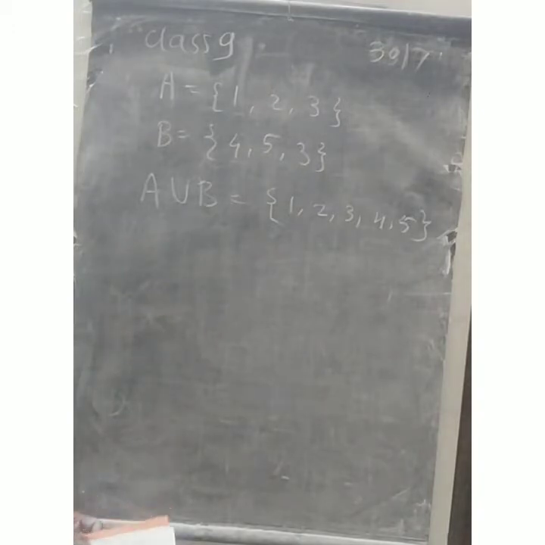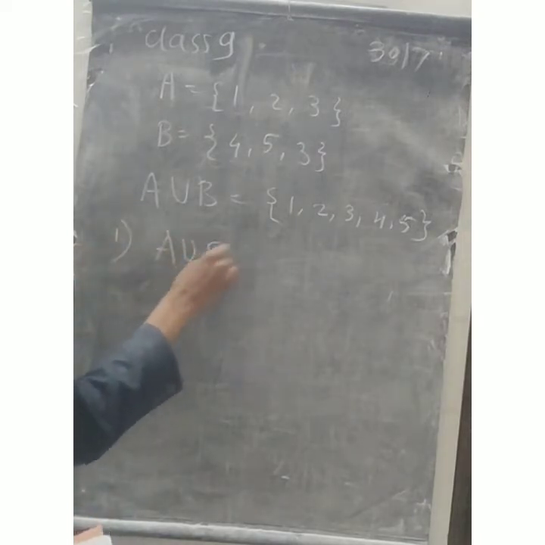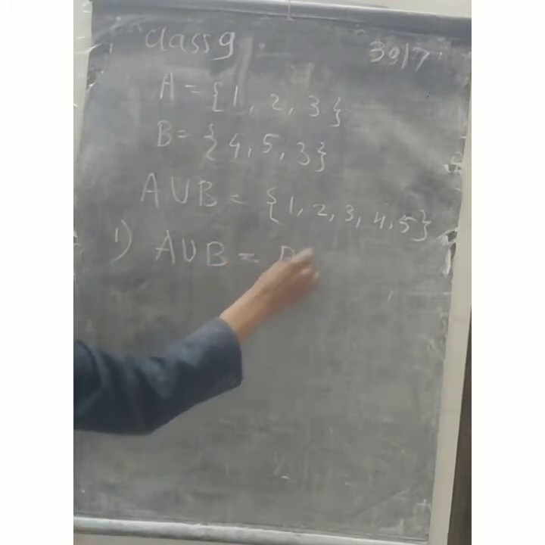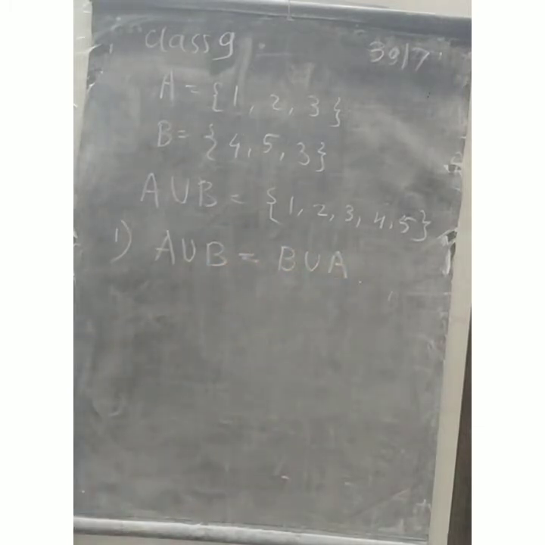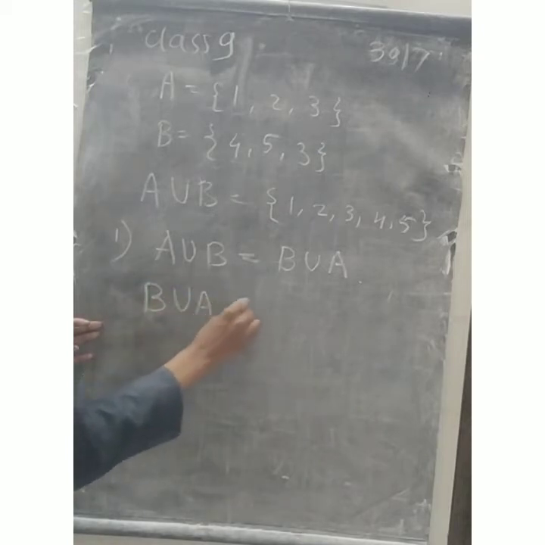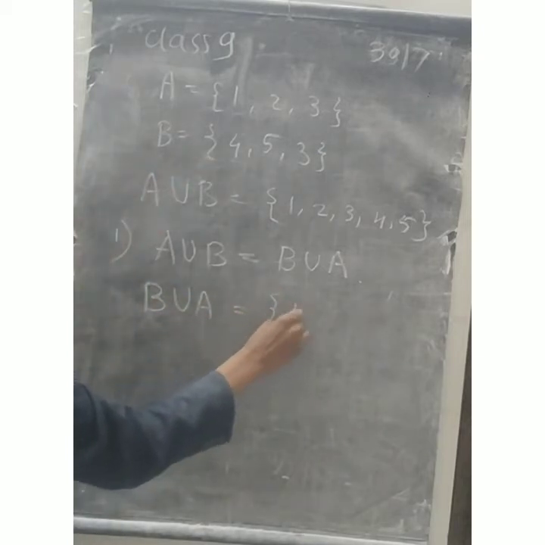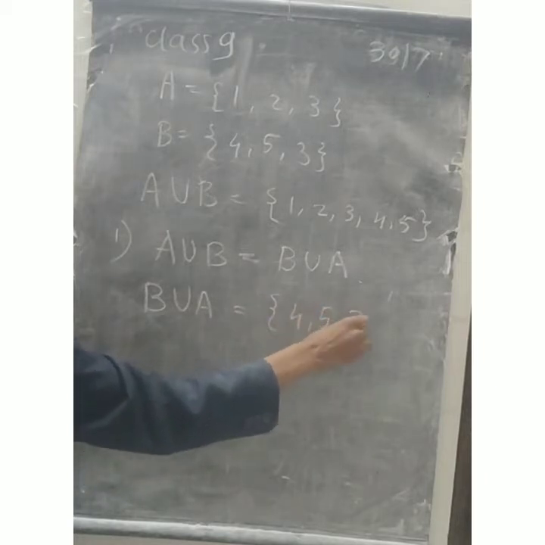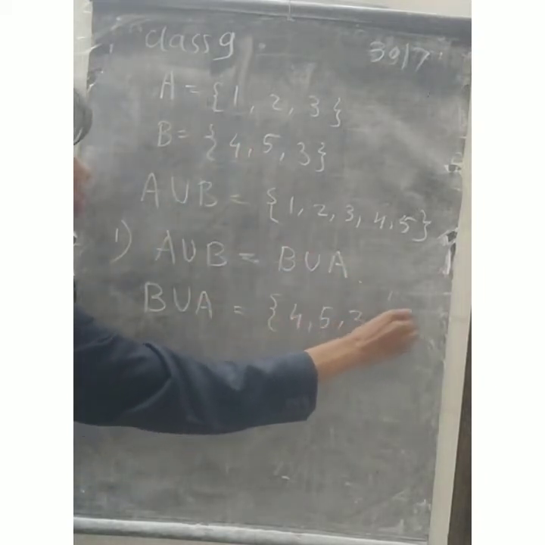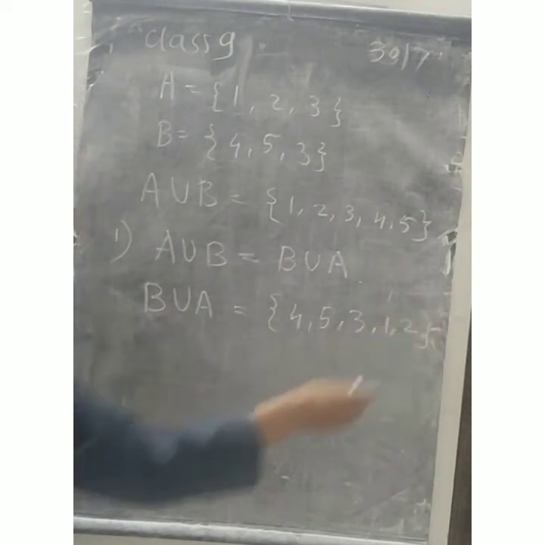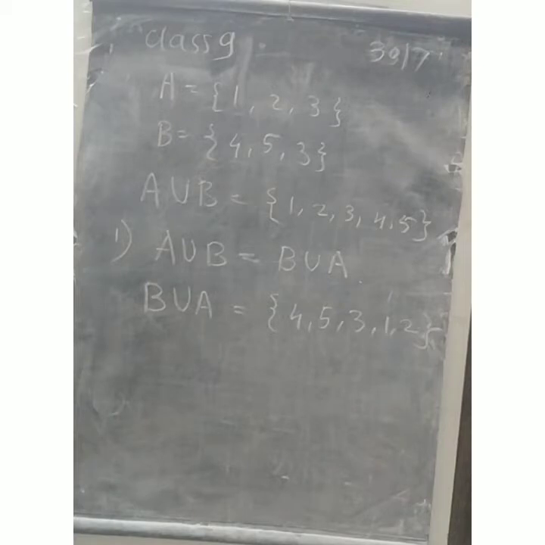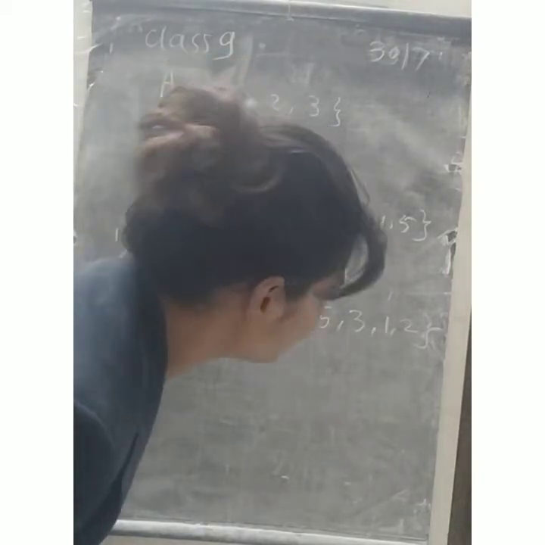Today we are going to learn some properties of union of sets. The first property says A union B is equal to B union A. Now let's check if it is correct or not. We have done A union B here, and now we are going to write B union A. What is B? I am going to write B first: 4, 5, 3 and 1, 2. I am not going to write 3 again because we cannot repeat an element in a group while writing a set.